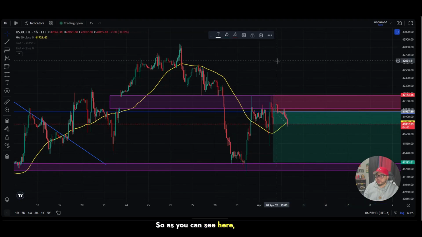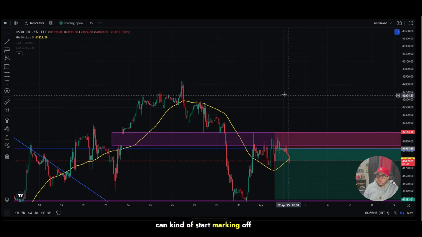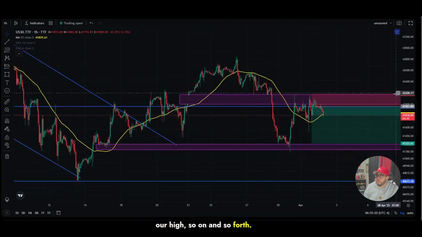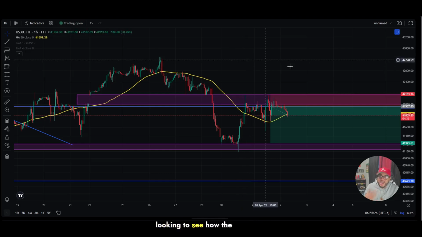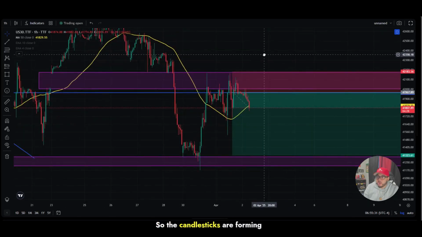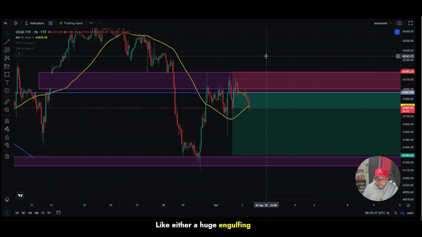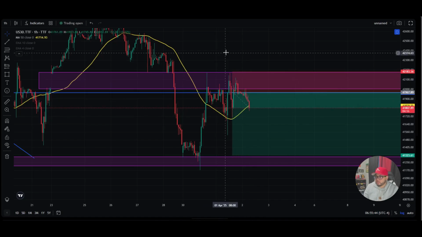As you can see here, we got that market gap open, and then we can start marking off our highs. So this is at the 1 hour time frame. At the 1 hour time frame, we're looking for a little bit of structure, and then we're looking to see how the candlesticks are forming, right? If the candlesticks are forming pretty good, then these are confirmation candles, like a huge engulfing candle followed by a quick retracement, grabbing some quick liquidity and then going on from there.